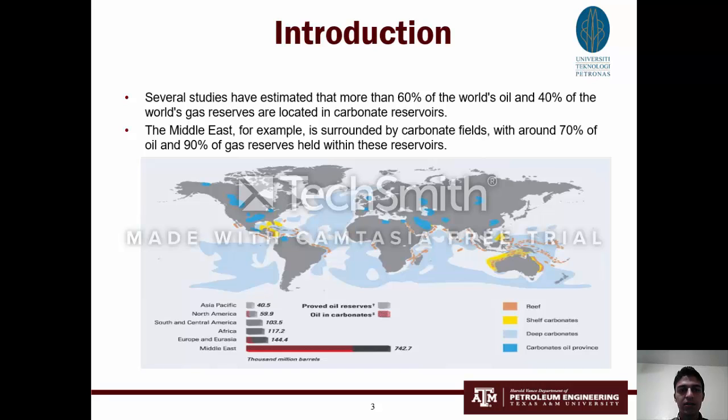Introduction. Several studies have estimated that more than 60% of the world's oil and 40% of the world's gas reserves are located in carbonate reservoirs. The Middle East, for example, is surrounded by carbonate fields with around 70% of oil and 90% of gas reserves held within the carbonate reservoirs. In that map, you can see that in the Middle East area, most of the land is a carbonate reservoir. The blue color shows the oil which is located in the carbonate reservoir.